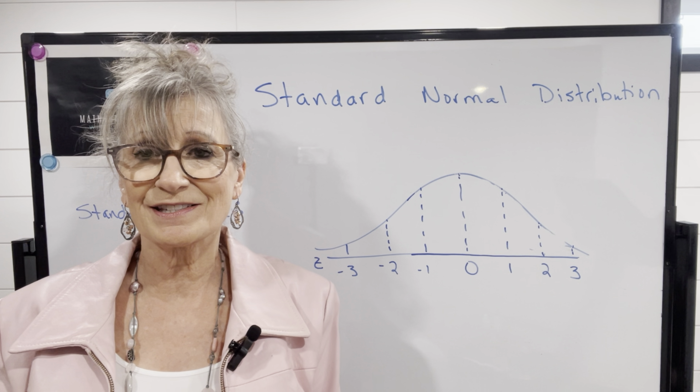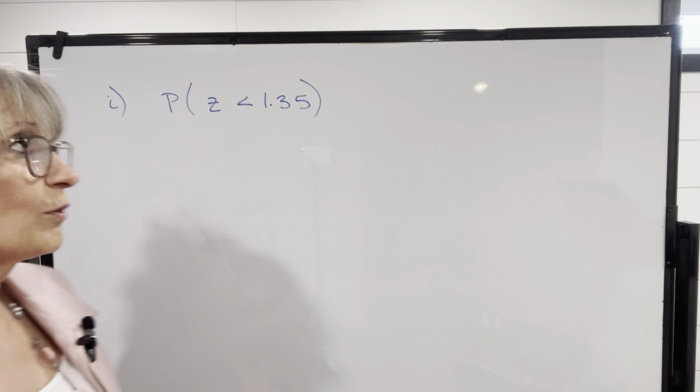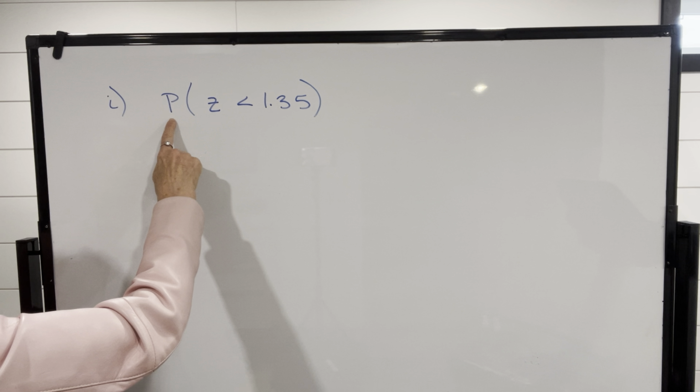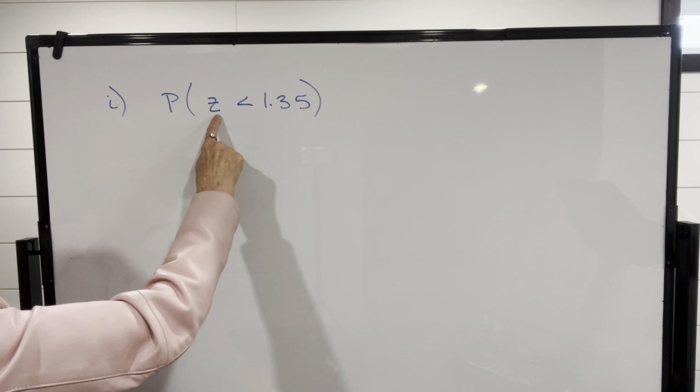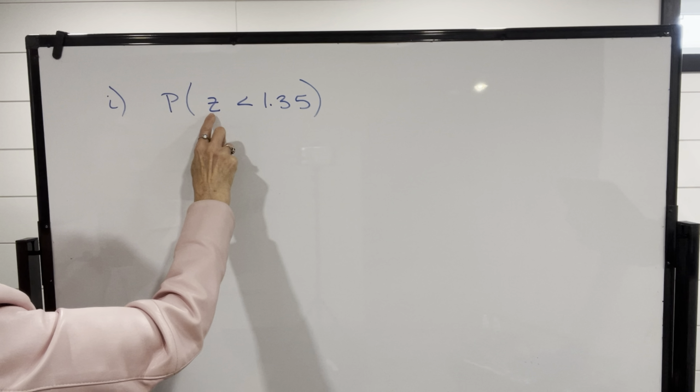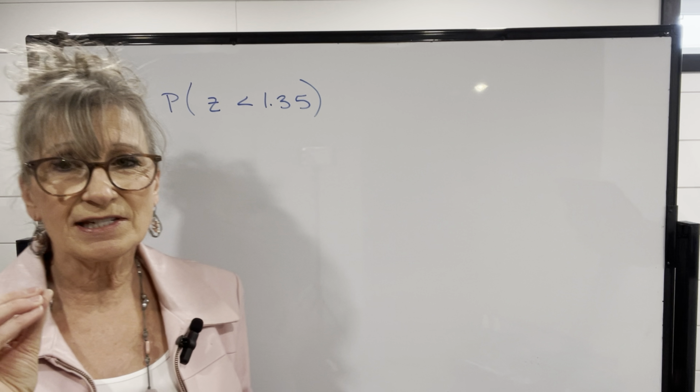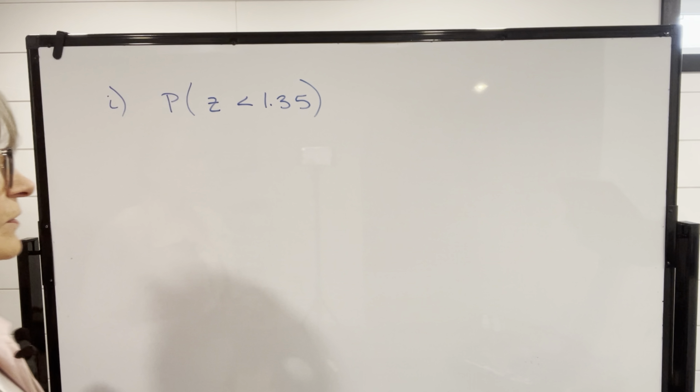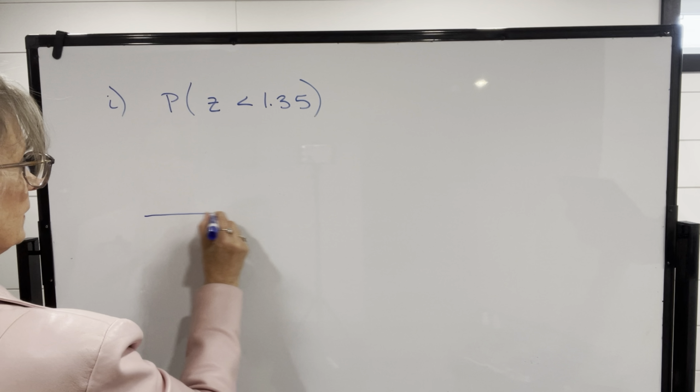You will probably see the questions written like this, and this means what's the probability that Z will be less than 1.35. And anytime you see Z, they're talking about a standard normal. So let's make a drawing of what that might look like.